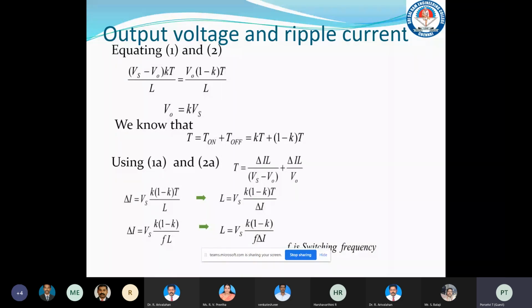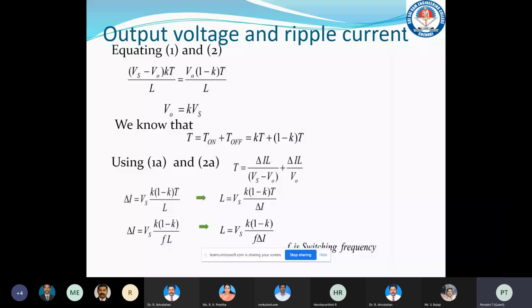So during mode 1 we got the del I expression as (Vs minus V naught) into KT by L, and during mode 2 we got the del I expression, which is V naught into (1 minus K) into T divided by L. So equating these two and rearranging, we get the output voltage expression V naught is equal to K into Vs. So from this expression we can say that the output voltage varies from 0 to Vs as the K value is changing from 0 to 1.